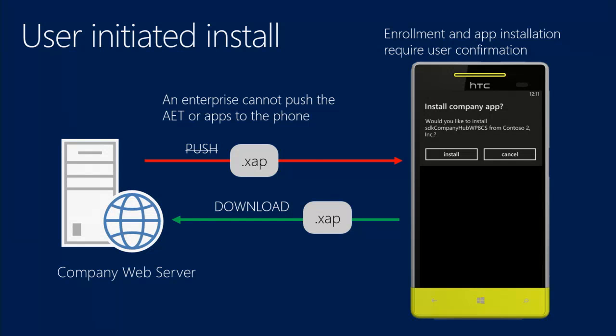So like I said, everything is a user-initiated install. Whether you're doing the MDM or the unmanaged option, a user is going to have to go into either the company apps and enroll that device, or they're actually going to have to download those AET files and the hub file itself in email or from a website and install that on their device.